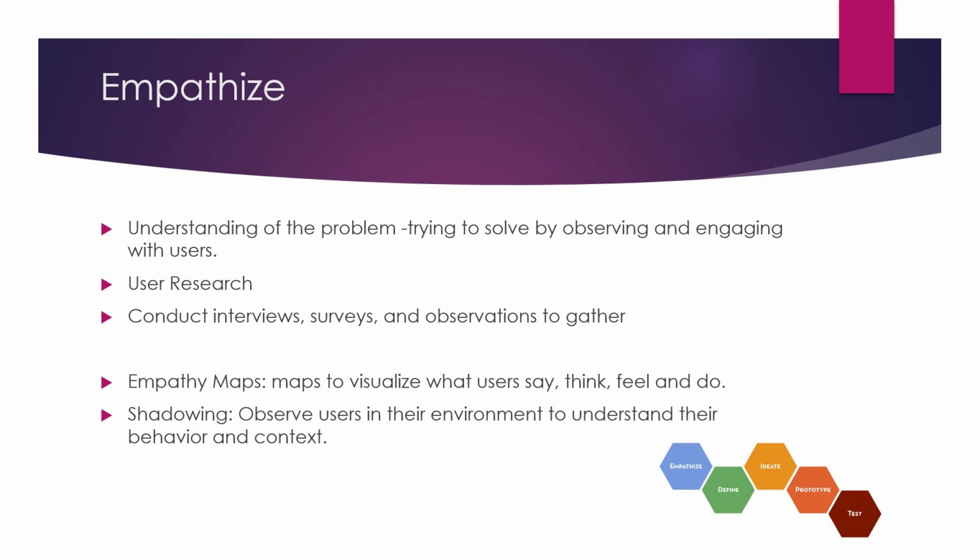That comes under say, think, feel and do. How they think about that problem, how they feel and how they are overcoming that problem. That comes under the empathy map. Based on the empathy map, we have to create the model. We have to create the new prototype. Next is shadowing. Observe the users in their environment to understand their behavior based upon the shadowing.